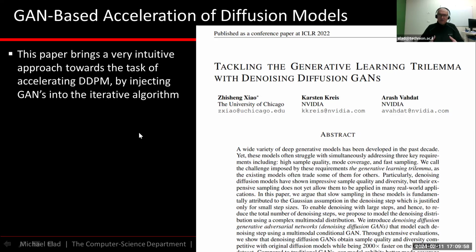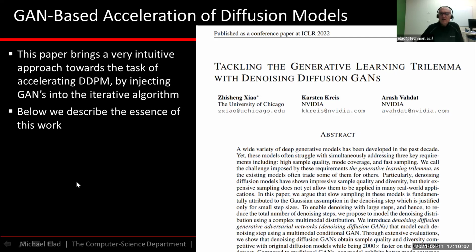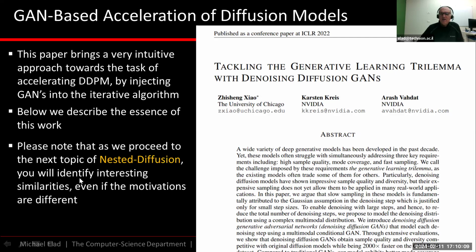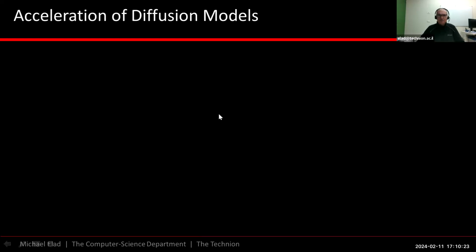And this time, the speed up is obvious. We know exactly what we are after, and we are going straight at the target. Okay? So I'm going to discuss it, and later on, you will see that there is some resemblance between what they do and what nested diffusion, the work that Noam Elata did, is promoting, even though there are delicate changes and, in fact, motivations that are coming from different angles. So let's see this work.